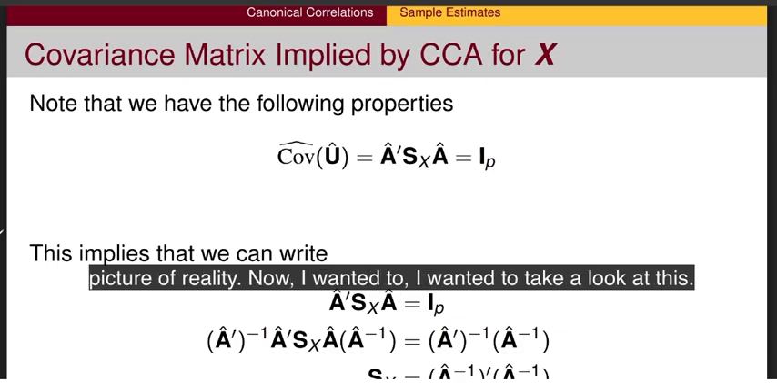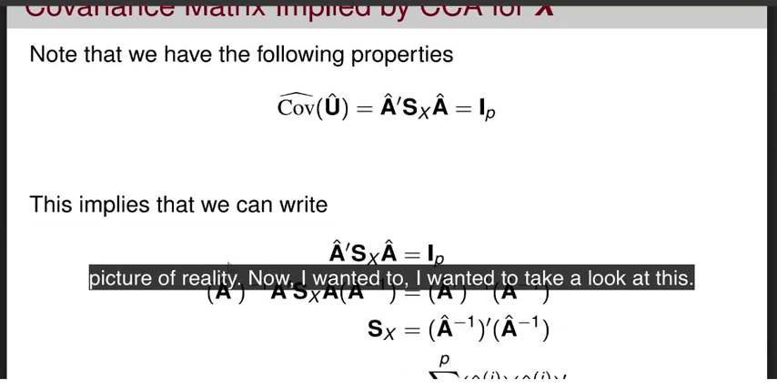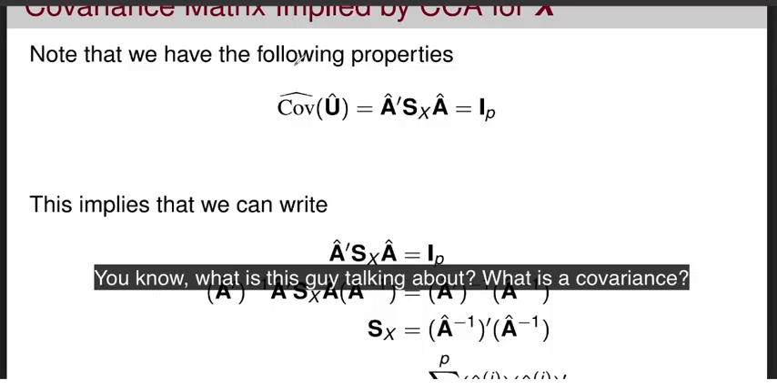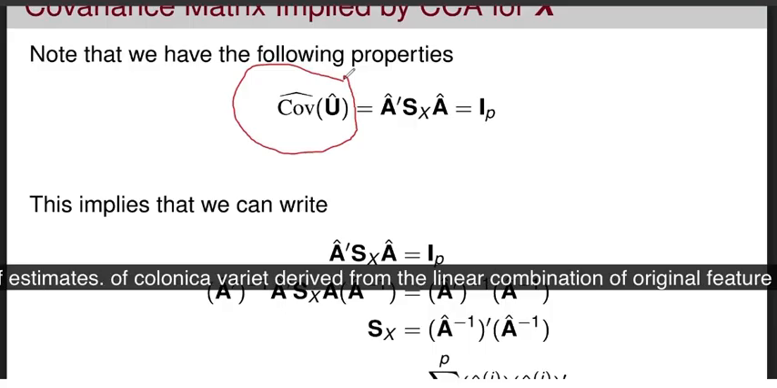Now, I wanted to take a look at this. You know, what is this guy talking about? What is the covariance of the estimate of the canonical variate derived from the linear combination of the original feature X?